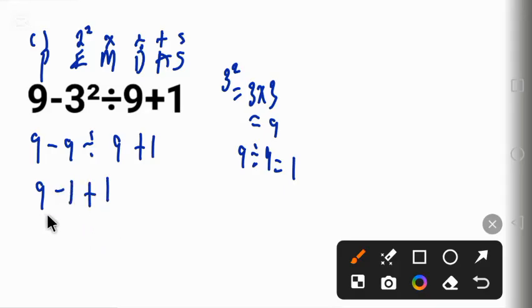Now let's go from left to right. 9 minus 1 will give us 8. 8 plus 1 will give us 9. So the final answer is 9.